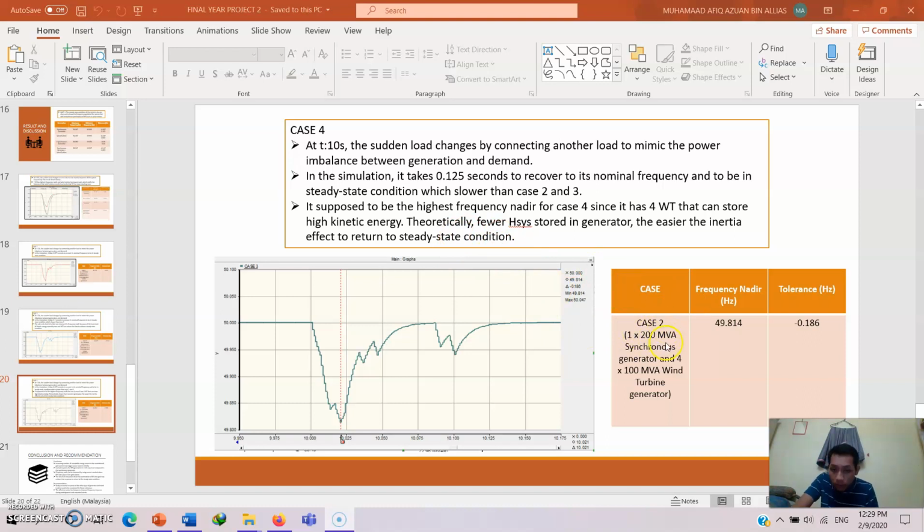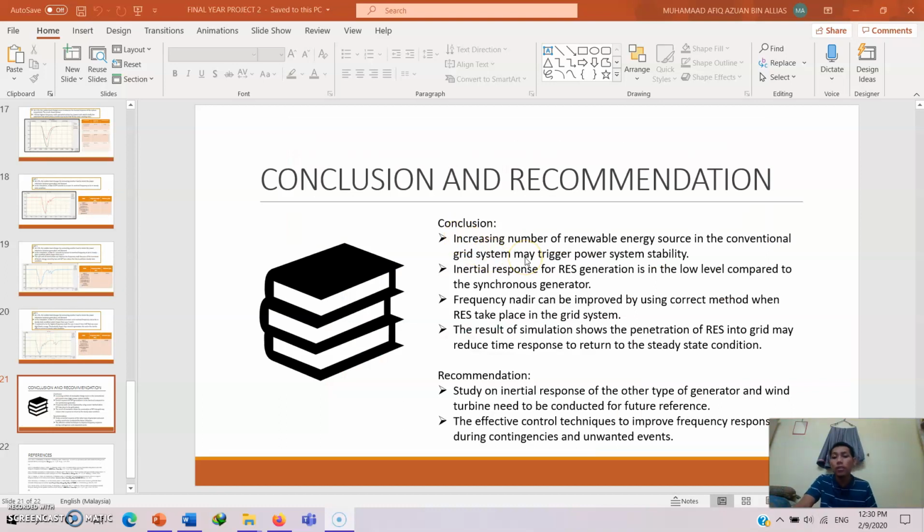Okay, for case number 4, with the different types of generation, we can see that the frequency is 49.814, so case number 3 is better, but what we expected is that case number 4 would be better than case number 3, because there are many generators, with 4 units of wind turbine and 1 synchronous generator that can store high kinetic energy. But theoretically, the less inertia stored in the generators, the easier the inertial effect returns to the steady state condition. We can see that the time taken to reach the steady state condition is 0.125 seconds.